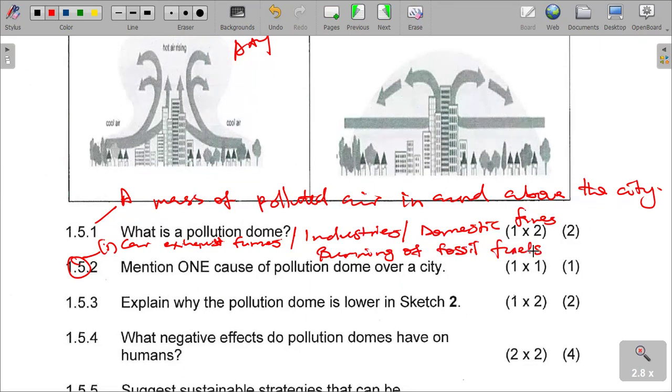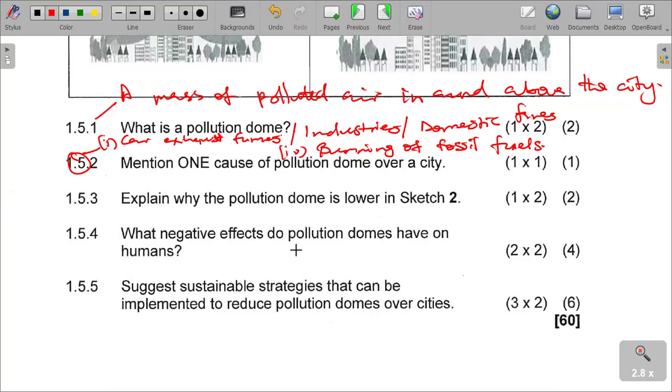They all contribute to problems of pollution domes. We are talking about everywhere where carbon gases are produced: cars, industries, domestic fires, burning of fossils. They are all various examples that we can give as causes of pollution domes in the city.